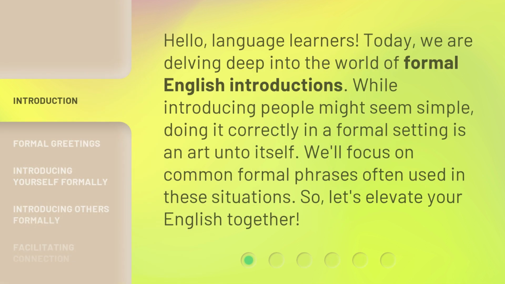Hello, language learners. Today, we are delving deep into the world of formal English introductions. While introducing people might seem simple, doing it correctly in a formal setting is an art unto itself. We'll focus on common formal phrases often used in these situations. So, let's elevate your English together.